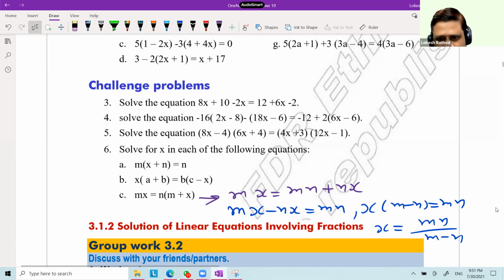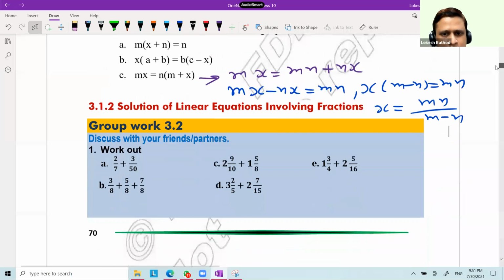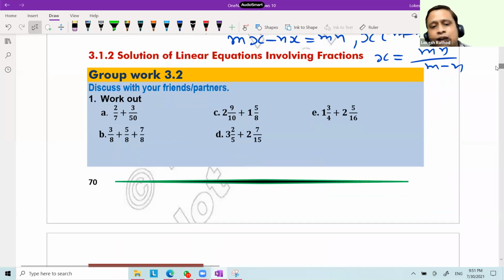Where unknowns, alphabets, are used in place of numbers. Now, whenever any fraction is involved, I hope you know how to add fractions, when the denominators are the same or when denominators are different. When it's the same, you simply add the numerators. When it is different, you convert them into like fractions, that is, you make the denominator the same and then you add. That is one thing.